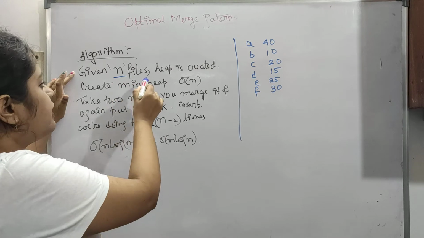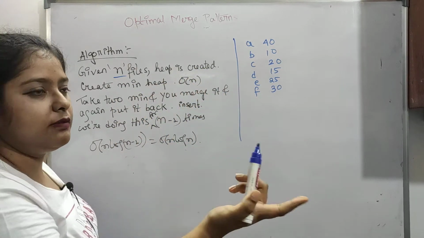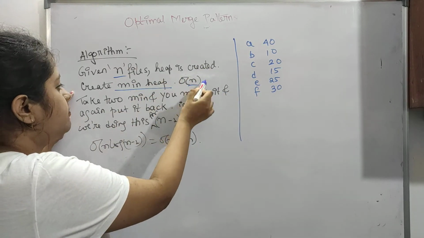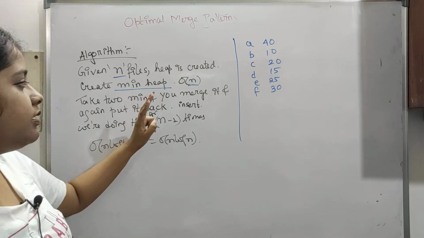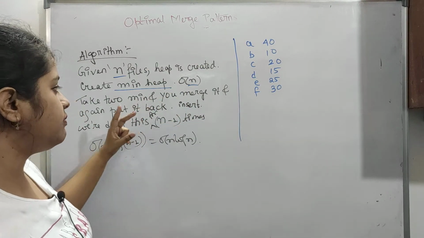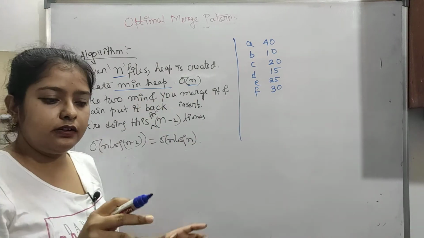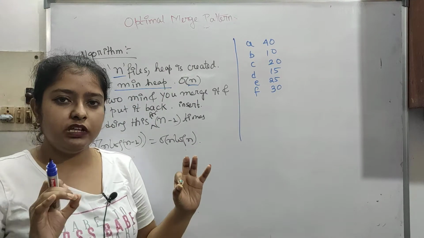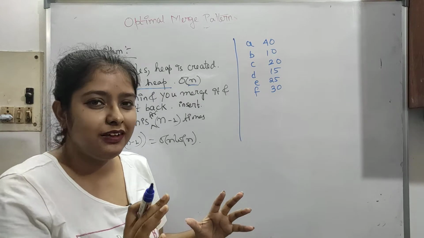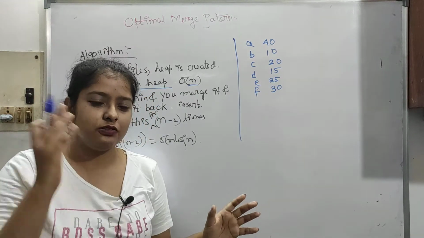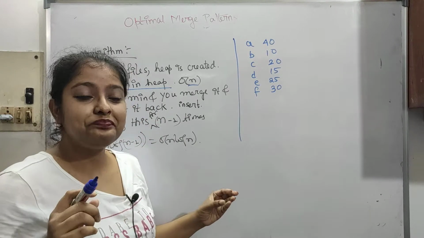Given n files, a min heap is created, a min heap of order n. Take the two minimum elements from that min heap and merge these two, and then again put that merged element back into the heap.